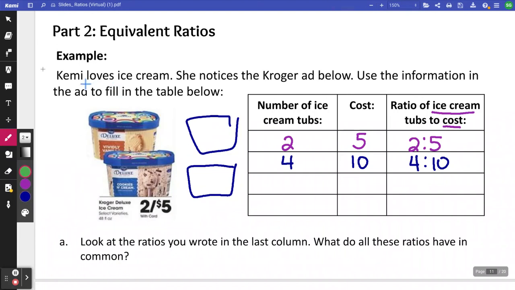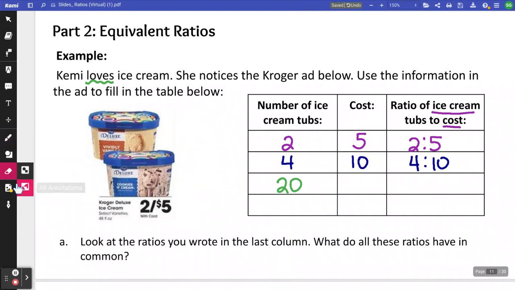But I want to point out she loves ice cream. So 2 tubs, 4 tubs, even 6 tubs isn't enough for her. Maybe Kimmy wants to buy 20 tubs of ice cream. I'm curious, if she wanted to buy 20 tubs of ice cream, could you figure out how much that would cost?